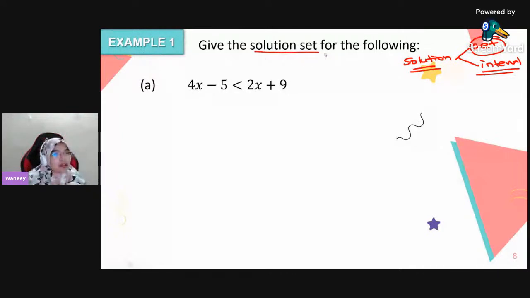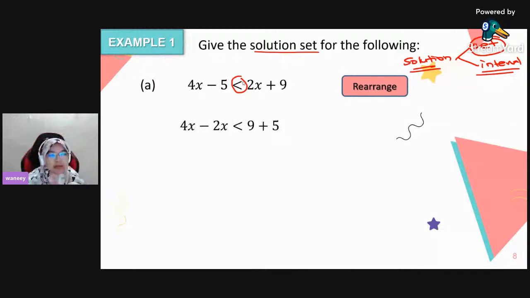Okay, so give the solution set for the following. We have 4x minus 5 less than 2x plus 9. Check first how many inequalities you have. We only have one. That means we should rearrange. How do we rearrange? All the x will go to the left, all the numbers will go to the right hand side. So I will have something like 4x minus 2x less than 9 plus 5.